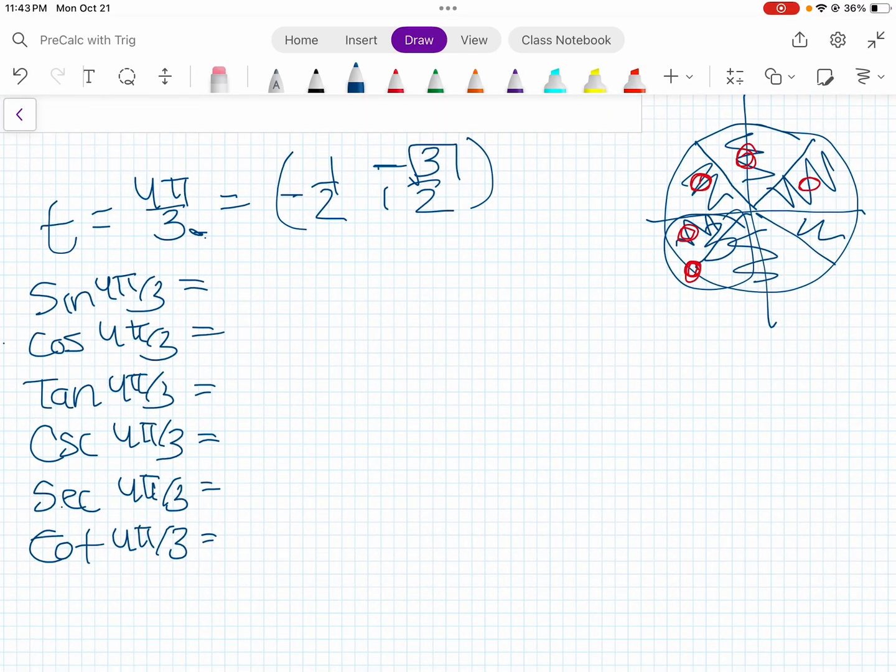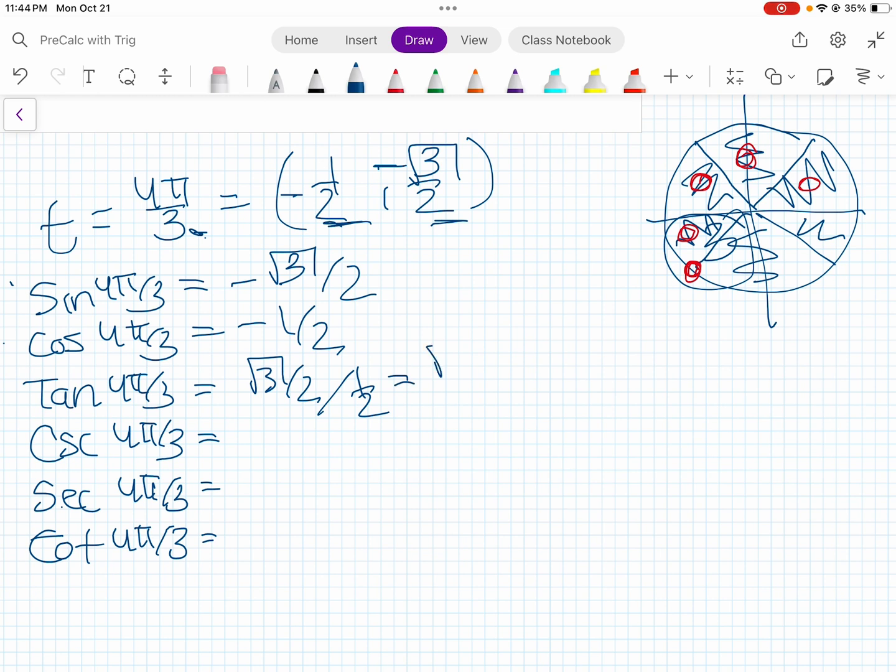So sine of 4 pi over 3 is going to be negative radical 3 over 2. Cosine of 4 pi over 3 is going to be negative 1/2. Tangent is equal to, since I'm dividing two negatives, I'm not even going to worry about that. I know tangent is going to be positive, so that's going to be radical 3 over 2 divided by 1/2. And that is basically skip, multiply, flip. That cancels, and I'm left with radical 3.